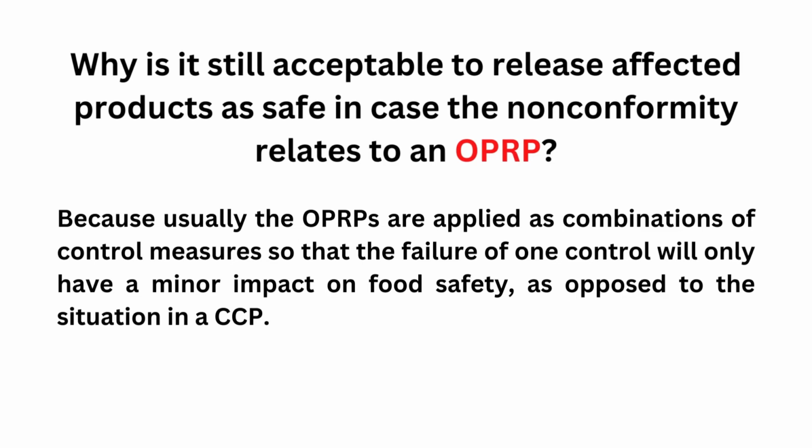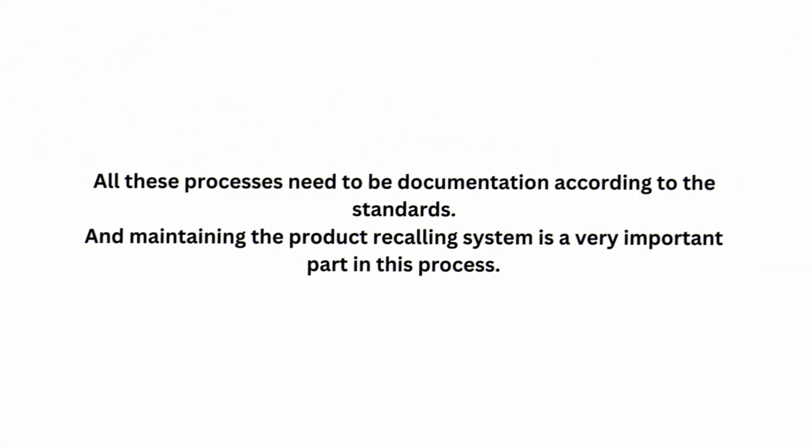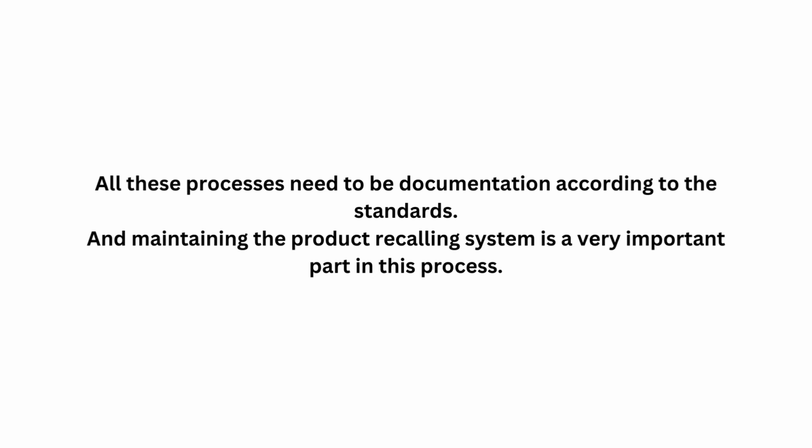Why is it still acceptable to release affected products as safe in case the nonconformity relates to an OPRP? Because usually the OPRPs are applied as combinations of control measures, so that the failure of one control will only have a minor impact on food safety, as opposed to the situation in a CCP. Documented information shall be retained, of course, on the evaluation for release and on the decision taken by the company. And maintaining the product recalling system is a very important part of this process.